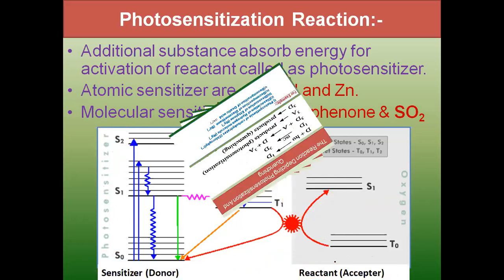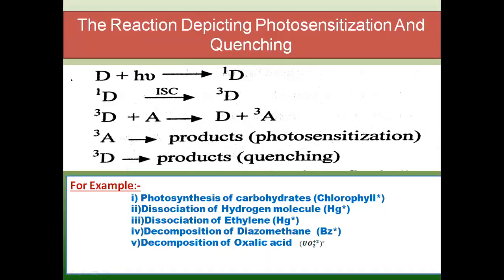So what happens? We see here the donor, represented by D in the ground state. It absorbs some photon energy and then it is transferred to the singlet excited state.